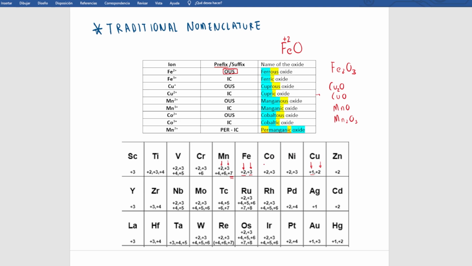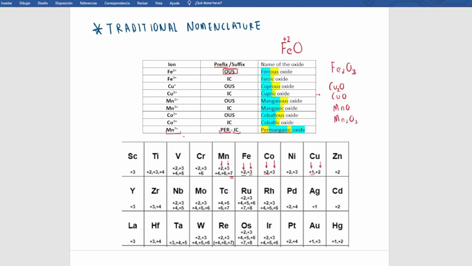For cobalt, cobalt has two different oxidation states. The lowest is 2+, so we have cobaltous oxide. And the one that is higher is +3, so we have cobaltic oxide. However, look at this. In this case, we have manganese here with +7. When you have the highest allowed oxidation state, you need to use the prefix "per", followed by the suffix "-ic", and in between you have the Latin stem. So in this case, you have permanganic oxide, when manganese is working with +7.